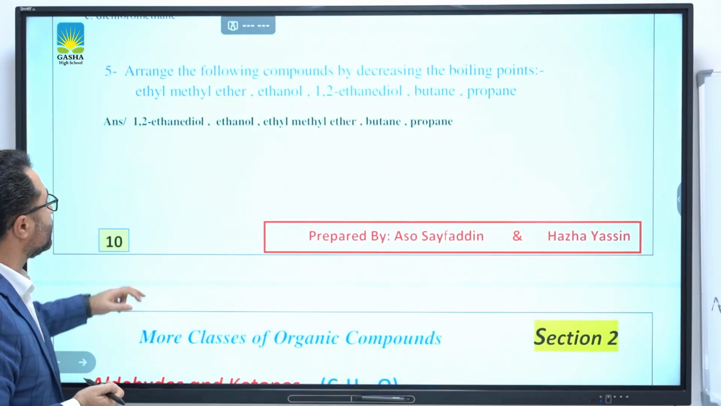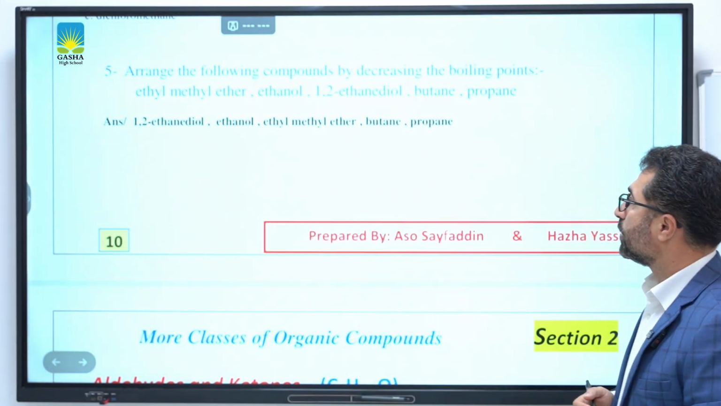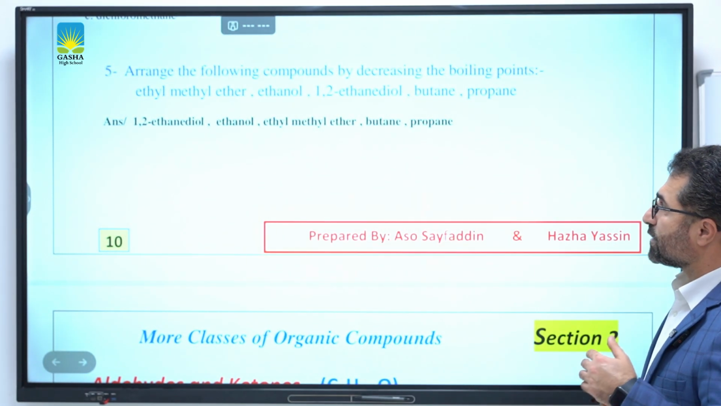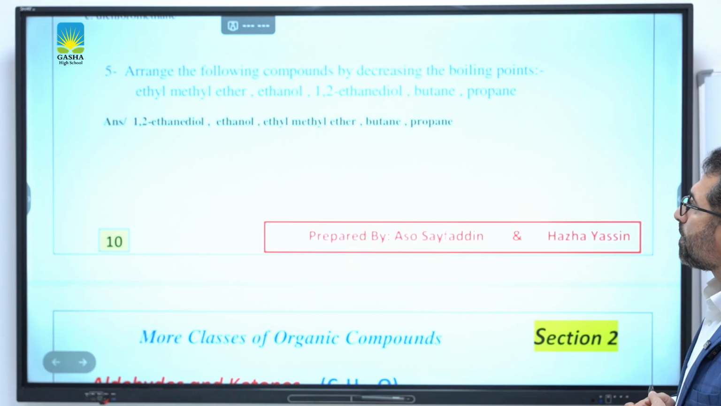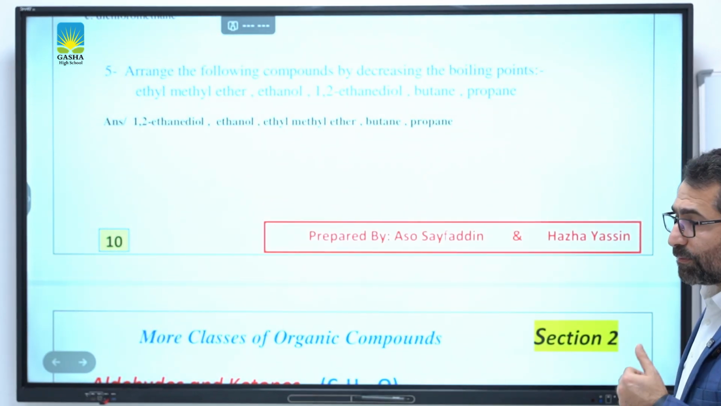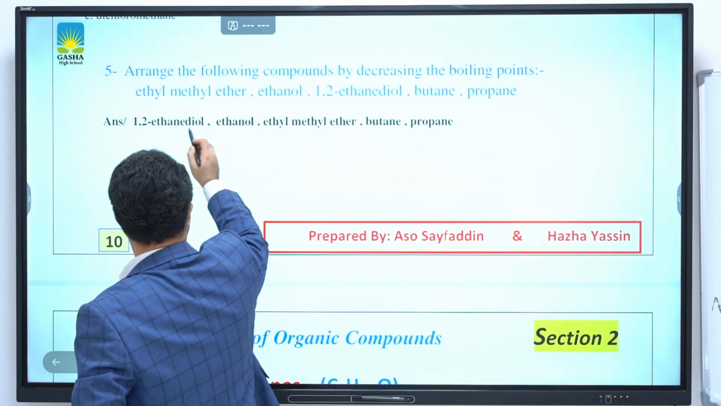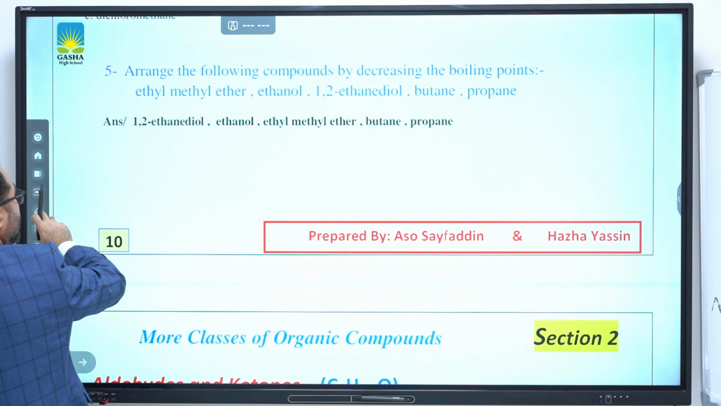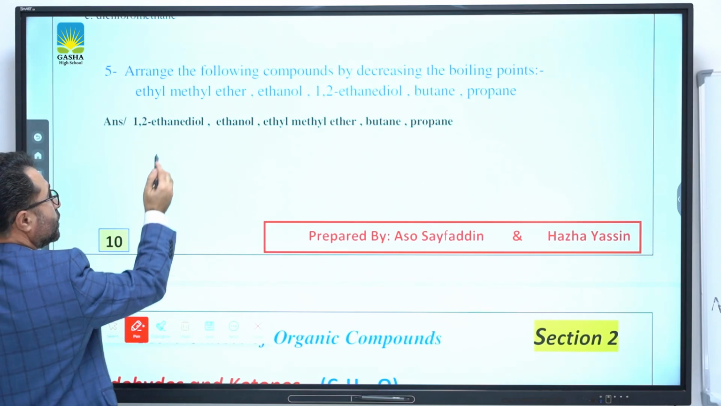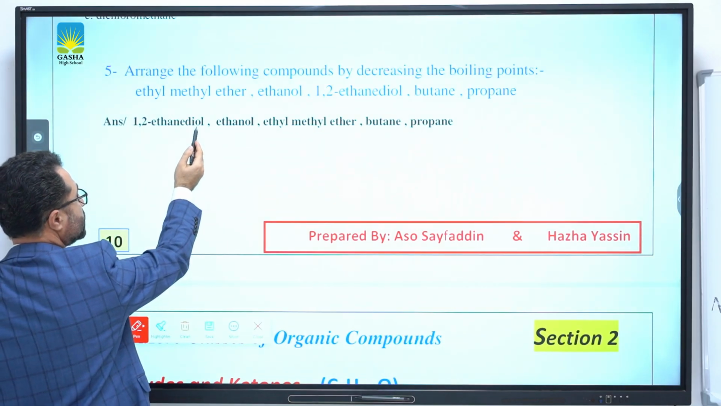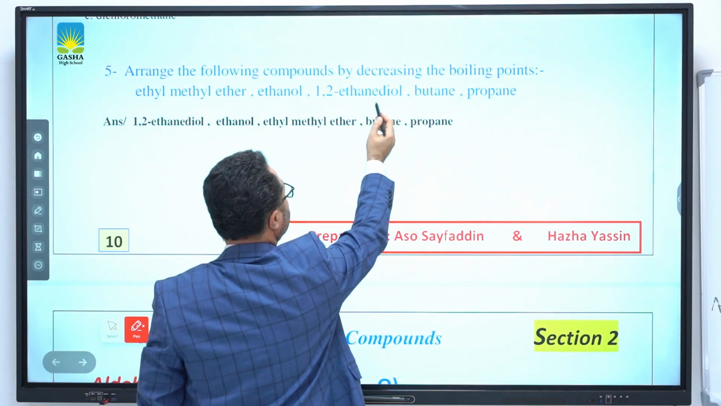Question 5 in the section review. Arrange the following compounds by decreasing boiling point, from higher to lower to the least. Which one has the highest boiling point? The one that has an OH group. Who has an OH group? Ethanol and 1,2-ethanediol. Both have OH groups, but because ethanediol has two OH groups, it has a higher boiling point than the other one.